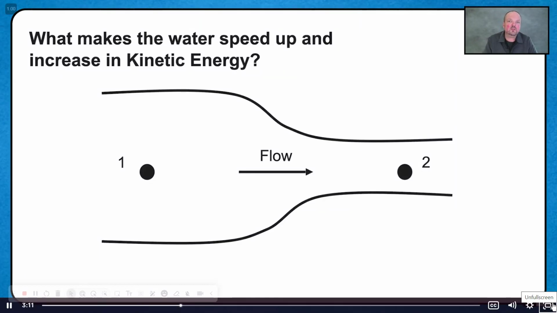Well, what's applying forces in a fluid? Water pressure is applying forces. So there must be something about the pressure at spot 1, which is on the left, and pressure at spot 2, which is on the right.